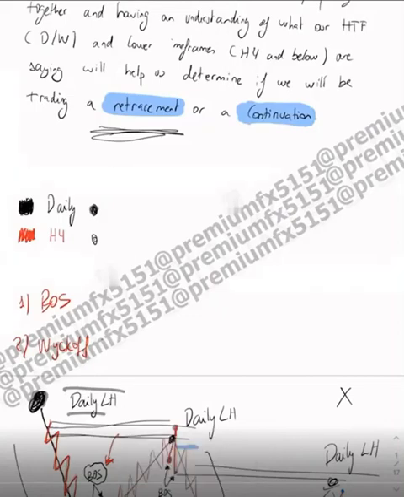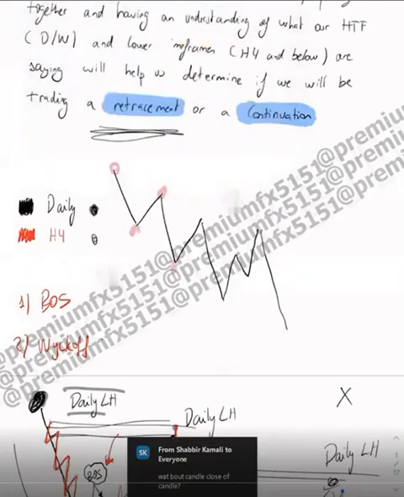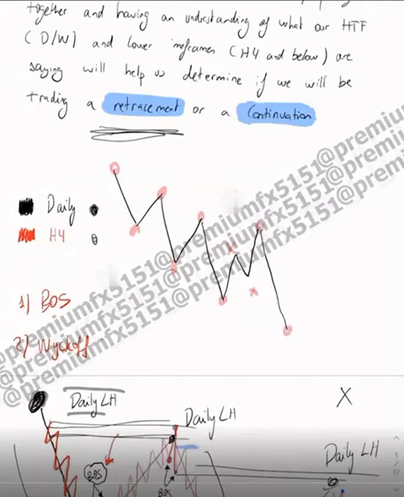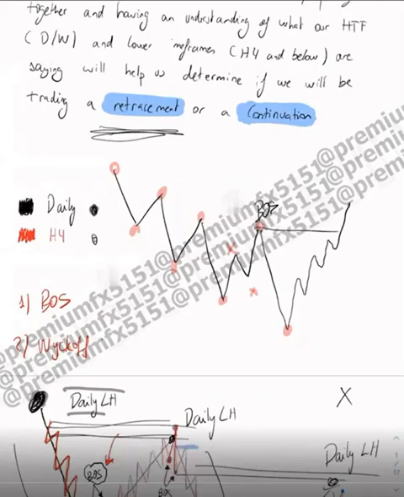Just to mention really quick, break of structure will come from bearish to bullish. Let's say right now: lower high, lower low, lower high, lower low, lower high, lower low. This point here fails to create a new lower low, but this point here actually creates a new lower low. For me to have a break of structure, I need the market to break this point here. Once that happens, I have a break of structure, and now I'm in a bullish scenario. The other way around, from bullish to bearish.